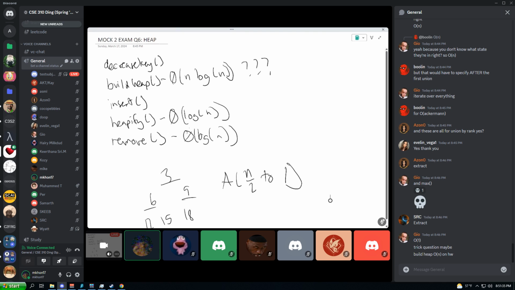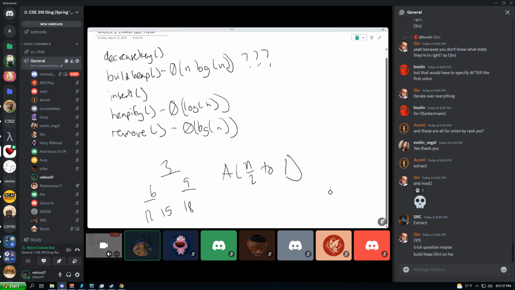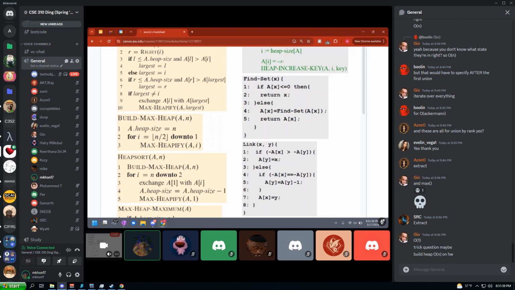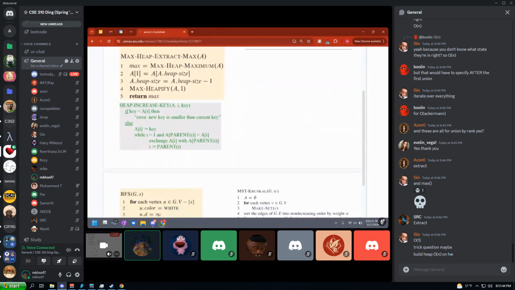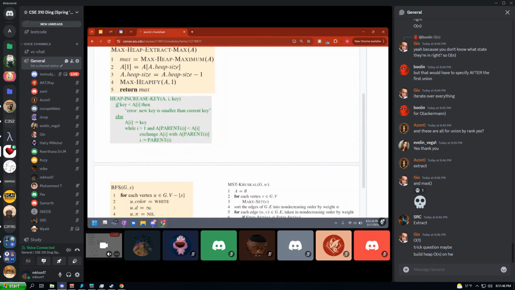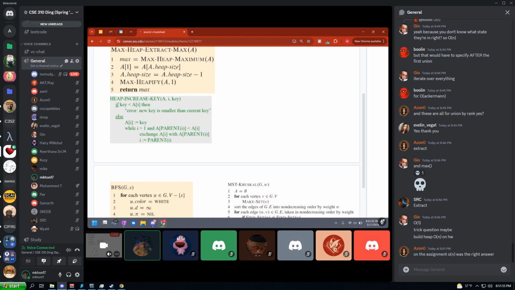But we're going to take a look at decrease key. I want to actually look at the pseudocode for this one. Decrease key, where are you? Okay, increase key, same thing. All right, so we have an if statement that's O(1). I don't care about that. Else we're going to have A of i as key. We're going to have a while loop. Then we're going to exchange A of i with A of parent, and then i is set to the parent of i.